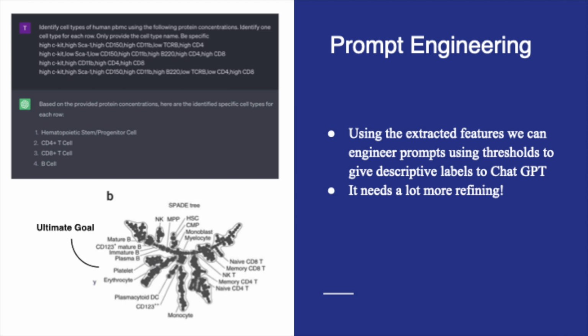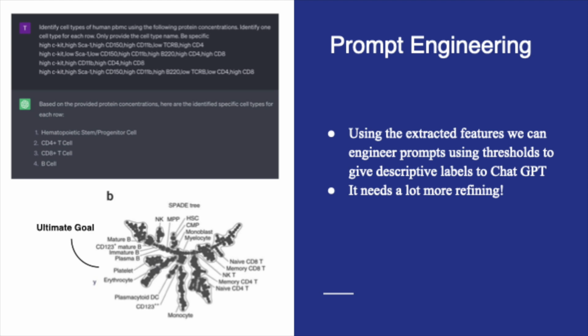Unfortunately, I ran out of time, and this process still needs a lot more refining. We could try a lot of different approaches, excluding ML algorithms, that I didn't get to try. But regardless, it was a really fun experience, and I thought it was really cool how ChatGPT could potentially help us analyze different data sets. The figure here shows what the ultimate goal was, where we have a SPADE tree, and each different cell population is labeled with its biological cell type.